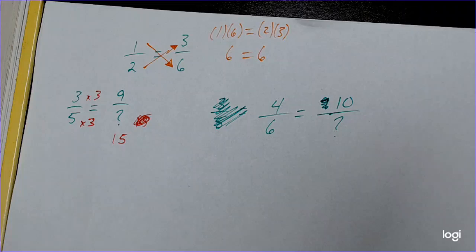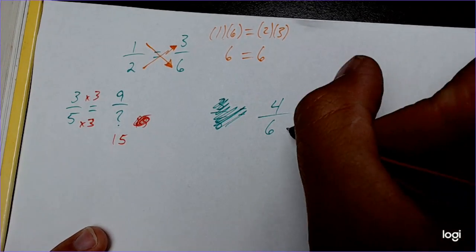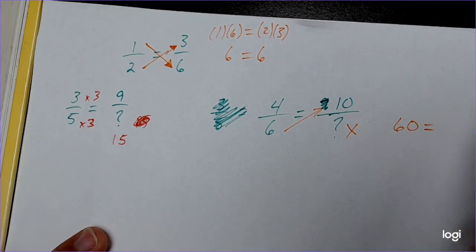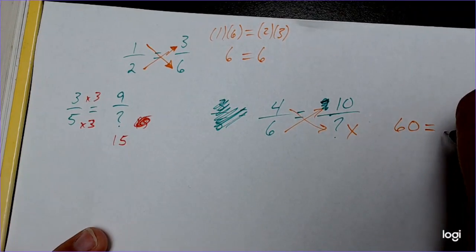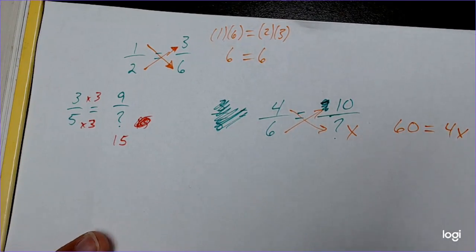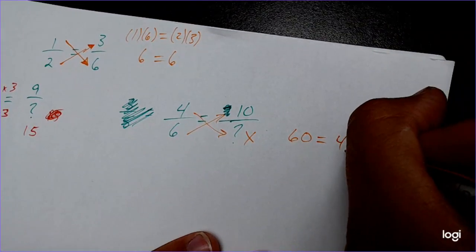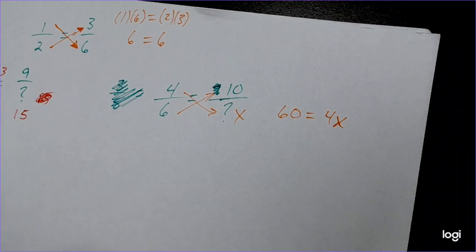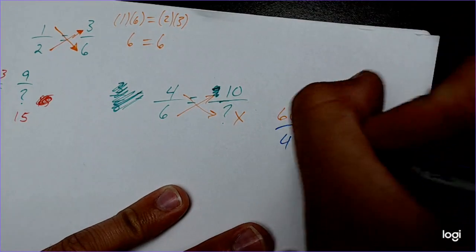Okay. So what I do now is I'm going to replace the question mark with the letter X, and I'm going to cross multiply. 6 times 10 gives me 60. Then I put the equal sign. I multiply this way. 4 times X gives me 4X. Now, this should make us happy because we've seen these problems before and we've solved them before. This is easy. This is just saying 4 times what number equals 60, and I solve this by using division. So let's go ahead and divide both sides by 4.